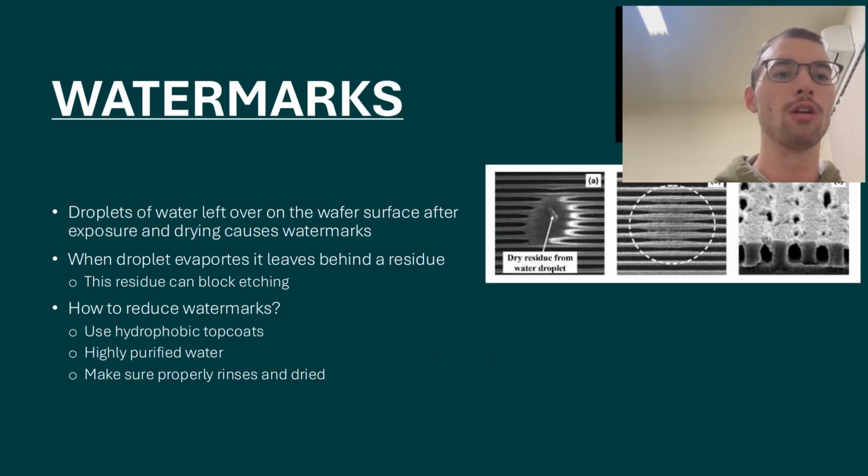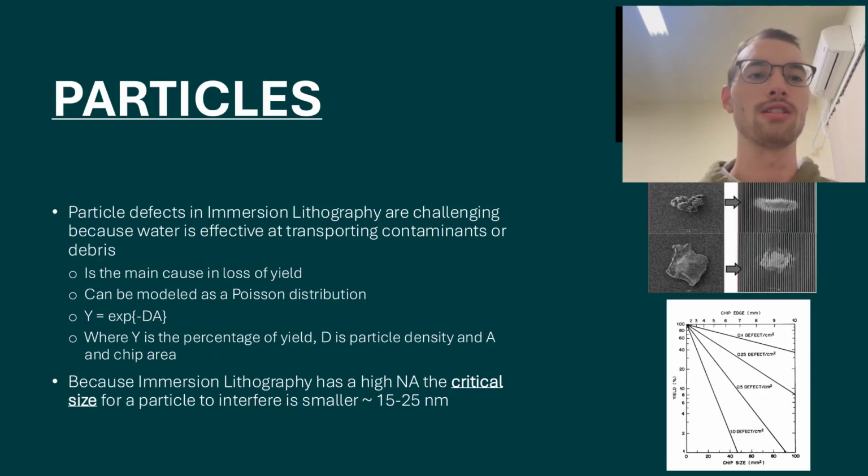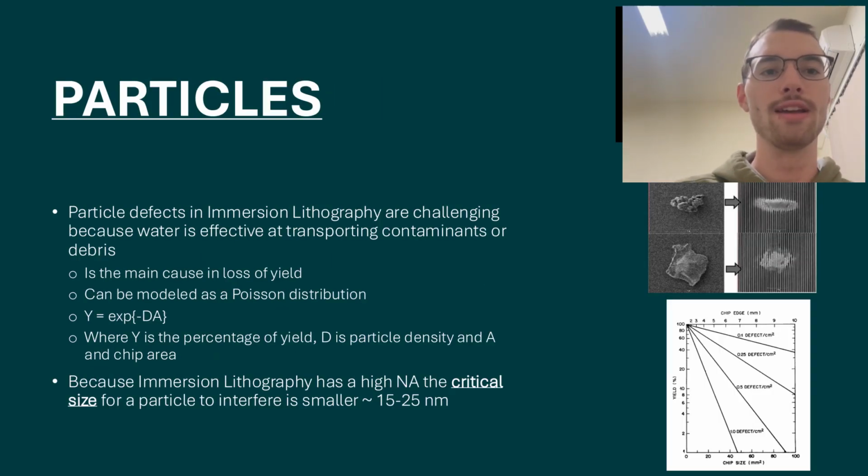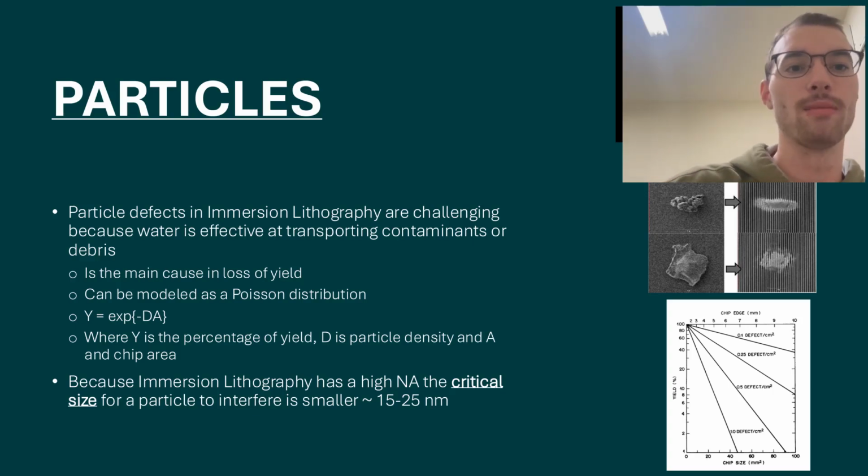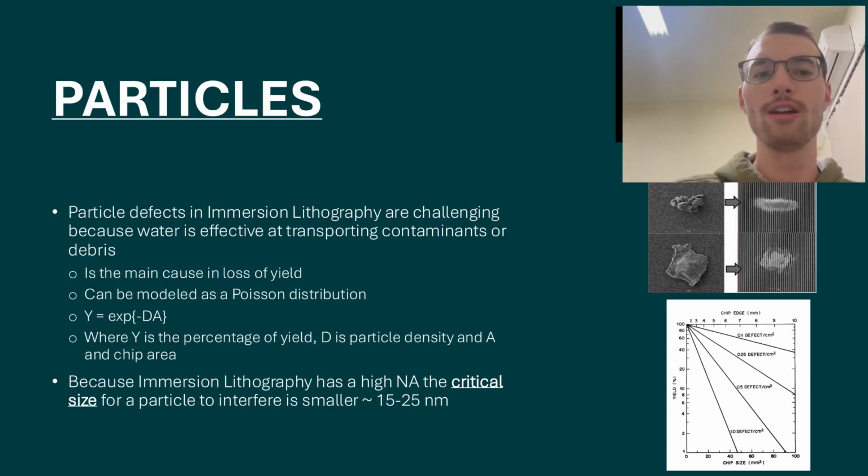Also, droplets left over on a wafer surface after exposure and drying cause watermarks. When the droplet evaporates, it leaves behind a residue, which can block the etching process. Ways we are working to reduce watermarks are to use hydrophobic top coats, highly purified water, and to make sure to properly rinse and dry the wafers. Particle defects in immersion lithography are challenging because water is effective at transporting contaminants and debris. This is one of the main causes of loss of yield. Also, because immersion lithography has a higher numerical aperture, the critical size for a particle to interfere is much smaller, between 15 to 25 nanometers.